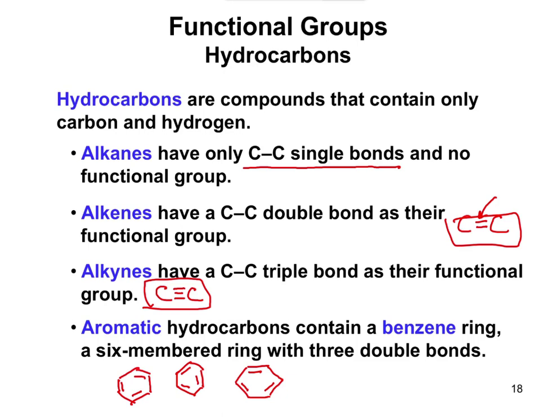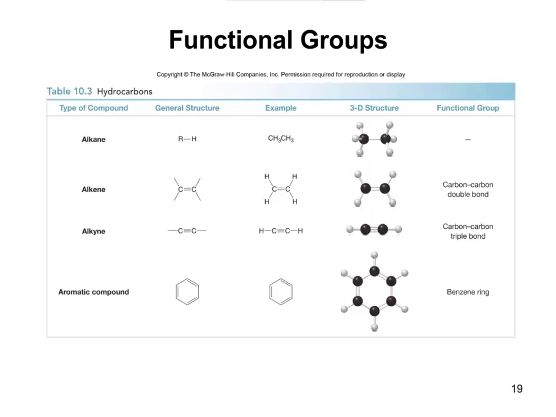So double bond, then skip a spot, double bond, skip a spot, double bond, right? And you can even see the aromatic hydrocarbon drawn on this slide as well. These show you your functional groups: alkane, alkene, alkyne, and aromatic hydrocarbon. This just shows you in general what the structures will look like.